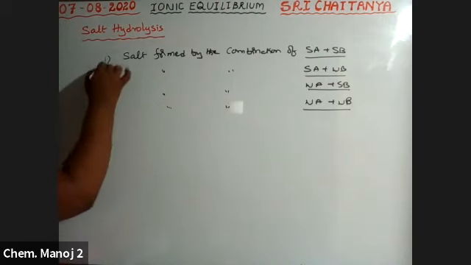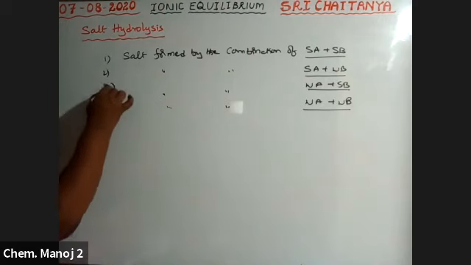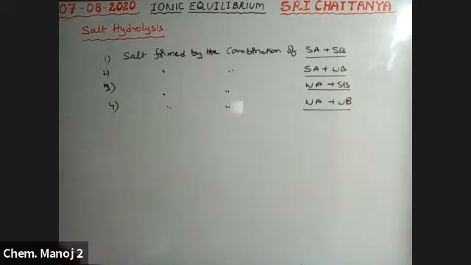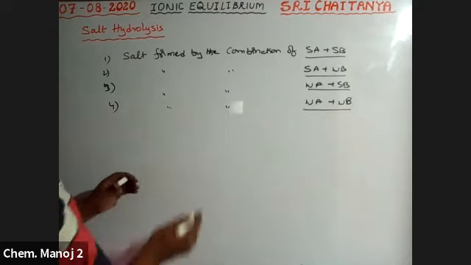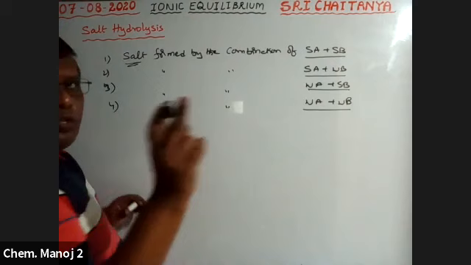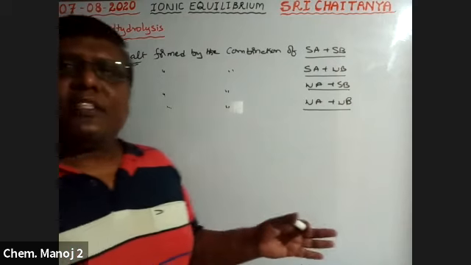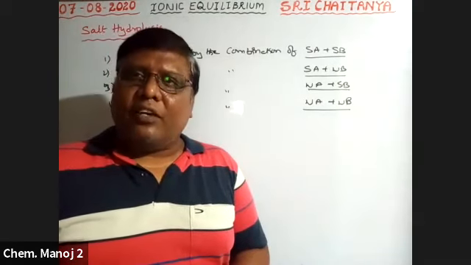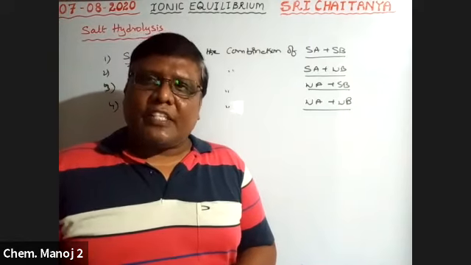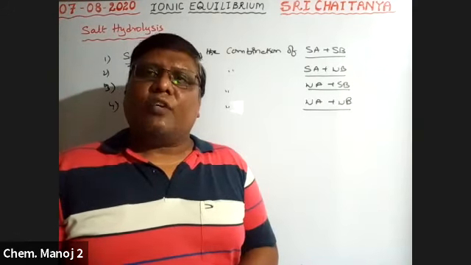That means how many types of salts are there? 4 types of salts are there. What are those? Strong acid plus strong base, strong acid plus weak base, weak acid plus strong base, weak acid plus weak base. So that's why before going to take the hydrolysis condition, you should know which acid is strong, which acid is weak. Now let us give some examples of which acid is strong and which acid is weak.